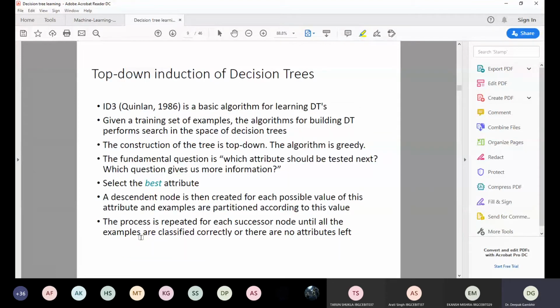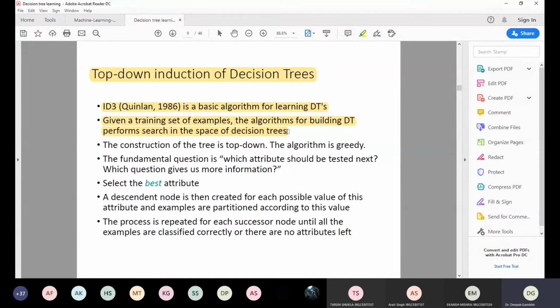So how are decision trees induced, how is the top-down induction done in the decision tree? In the decision tree, we will learn about the ID3 example first. ID3 is a basic algorithm for learning decision trees. Given a training set of examples, the algorithm for building a decision tree performs a search in the space of decision trees. So to make the decision tree, we have to dig into the space of decision trees to perform the search. We will learn this as the course progresses.